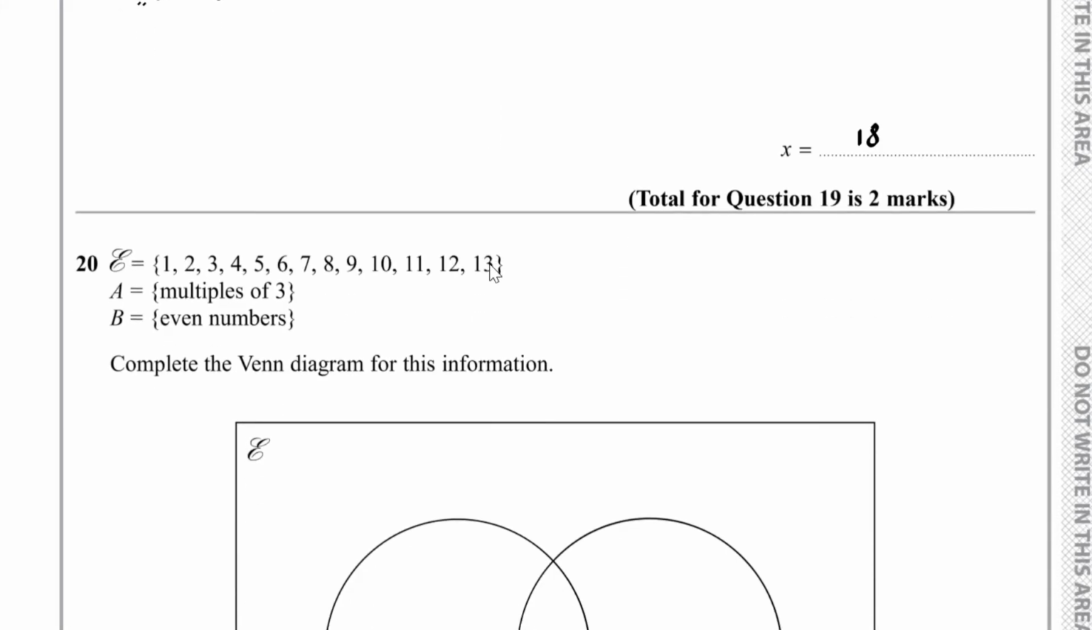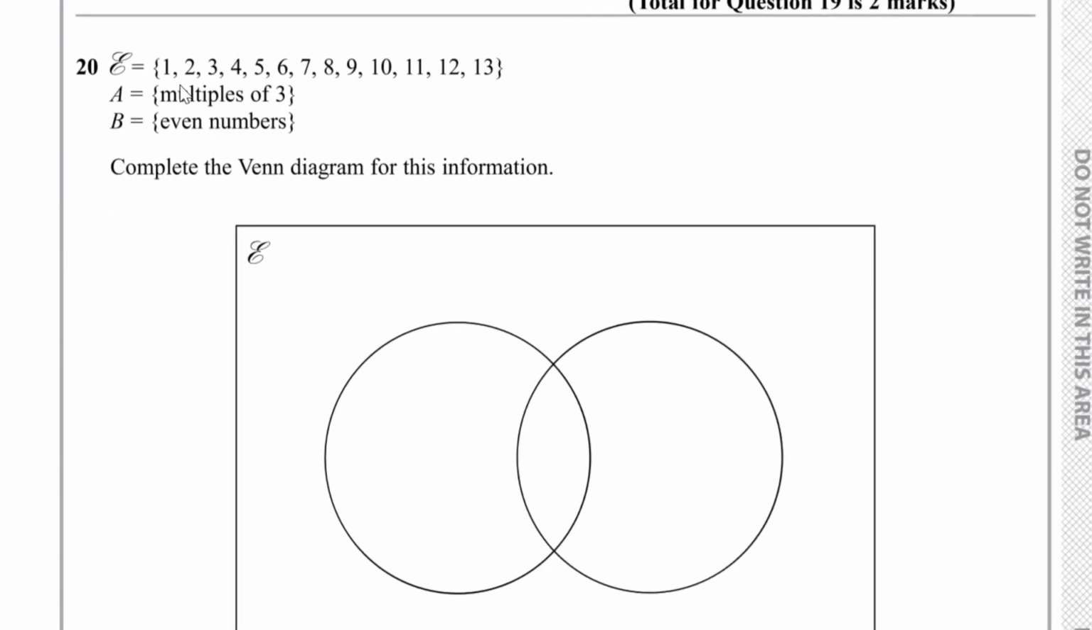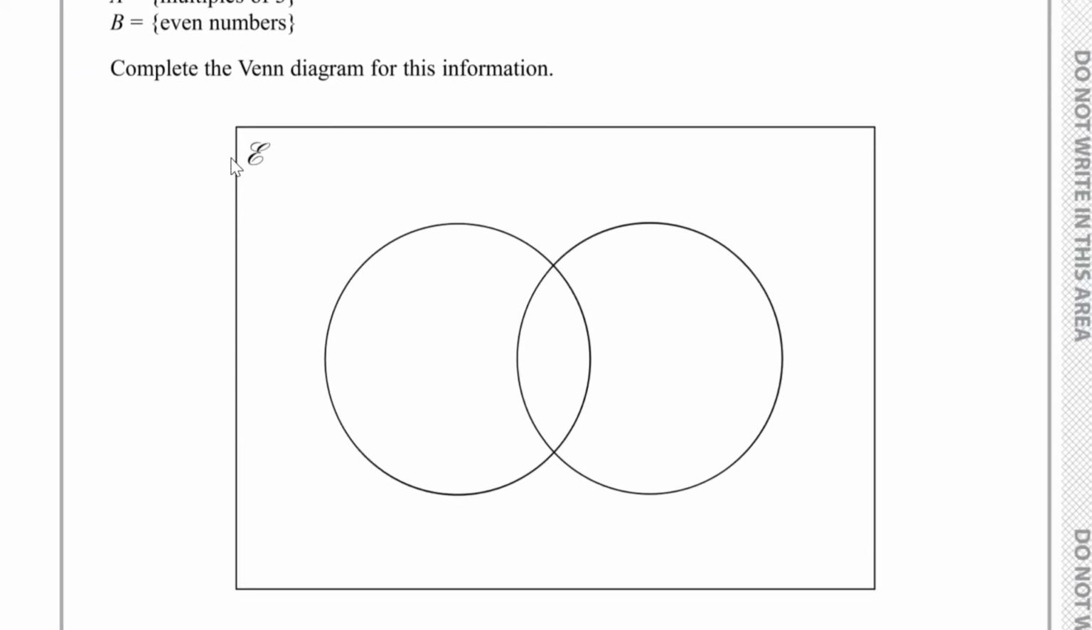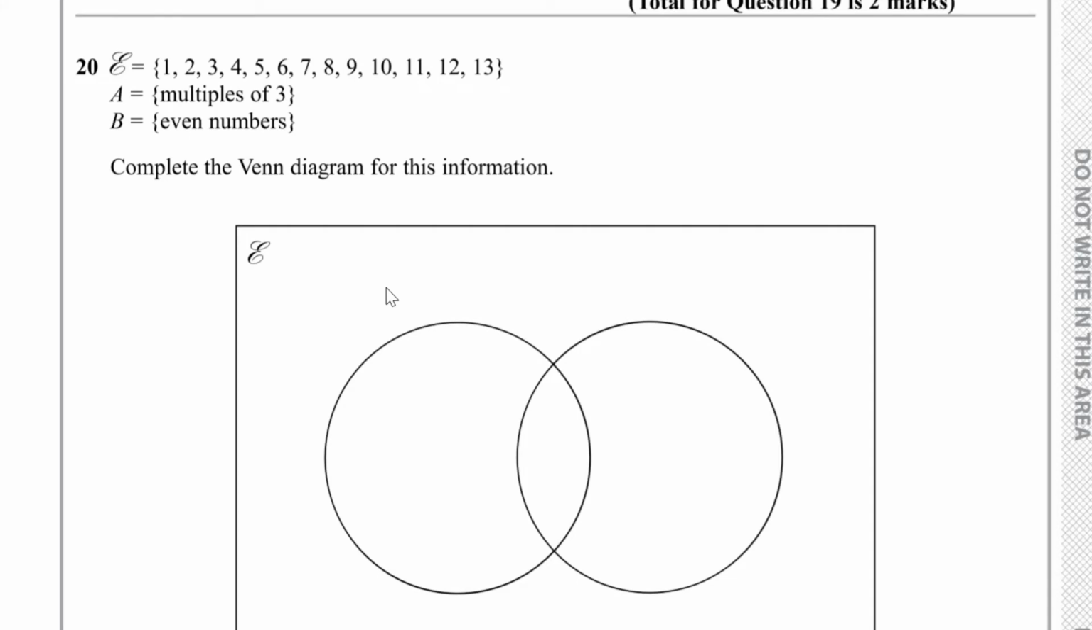For question 20, we've got a set of numbers 1 to 13. A is the set of numbers which are multiples of 3. B is a set of even numbers. We have to complete the Venn diagram. So multiples of 3 and even, that goes in this intersection point. So we have 6 and 12. Those are our multiples, so let's just cross them off.